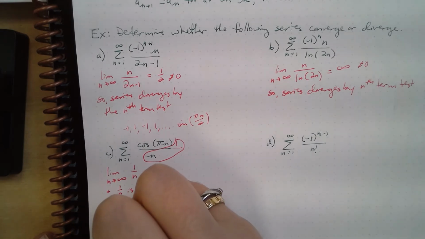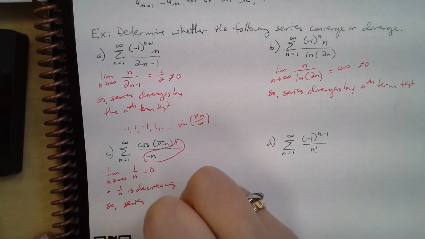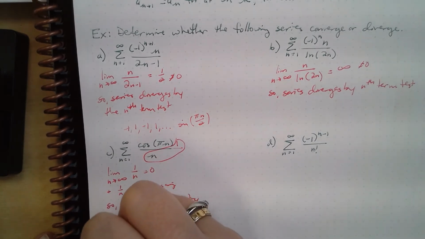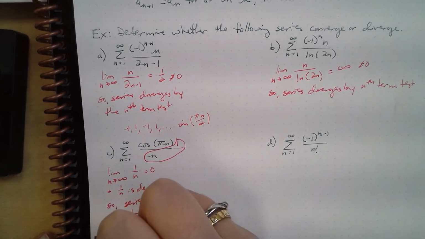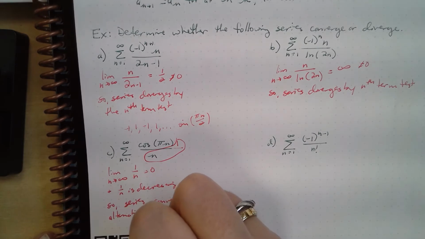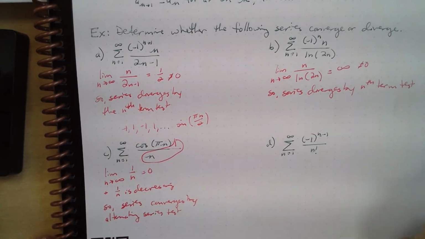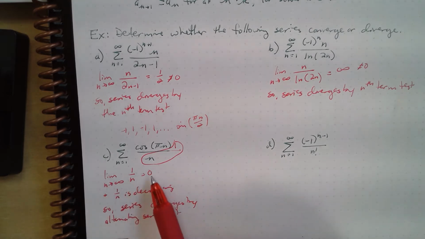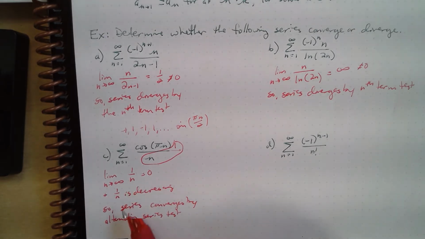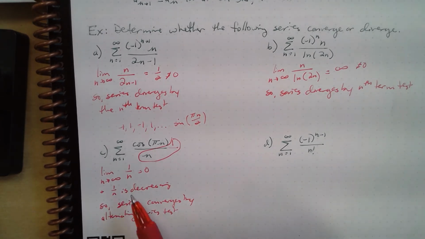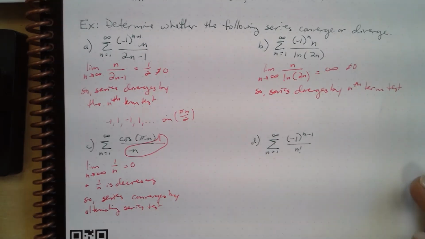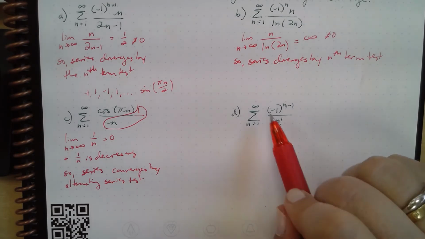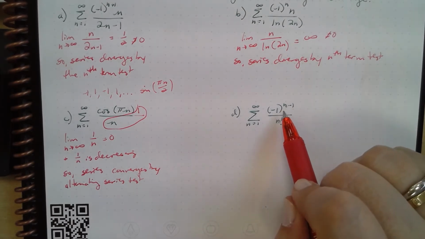So the series converges by the alternating series test. I think this is kind of interesting because this is actually the harmonic series, but it's not a series here, right? It's the limit. So even though it's so similar, it's actually converging. So very cool.